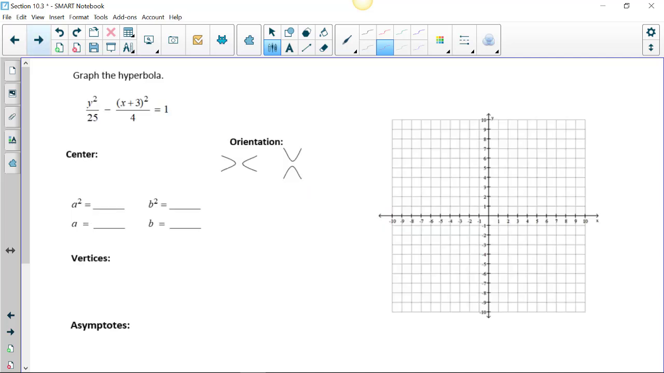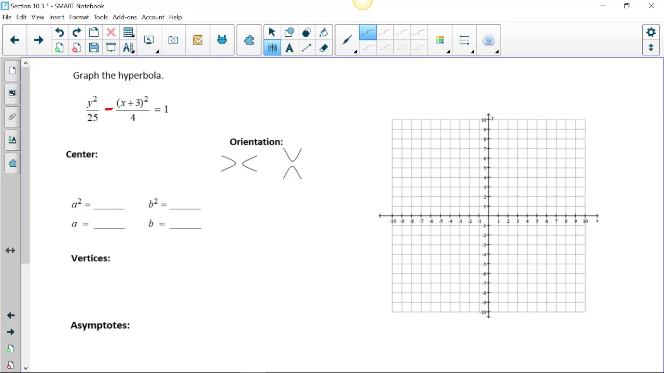So let's look at one that is in standard form already, and it has been shifted so that its center is no longer at the origin. Here's our equation: y squared over 25 minus (x plus 3) squared over 4. I can see that I have a minus here. That's why we have a hyperbola.